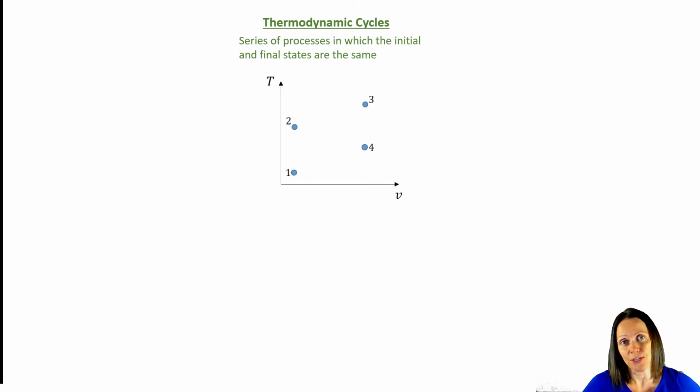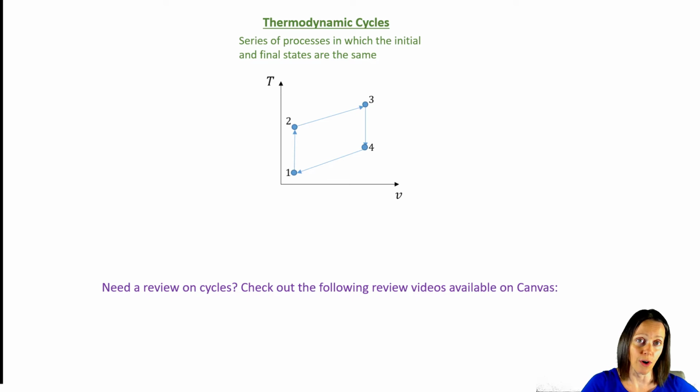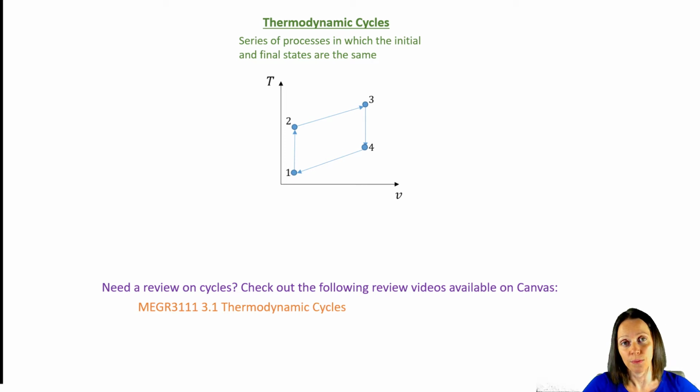So for example, say you've got 4 different states. Well, you may have a process from 1 to 2, 2 to 3, 3 to 4, and 4 back to 1. So that state 1 is the final state and it's also the initial state. If you need a review, I've made all the videos from Thermo 1 available to you, and there is a video on thermodynamic cycles if that would be helpful to you.